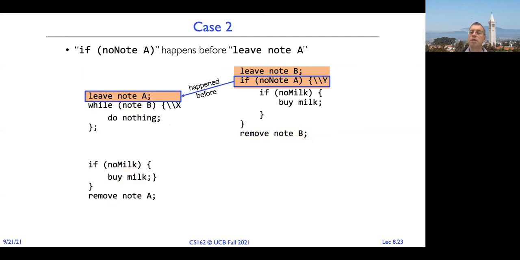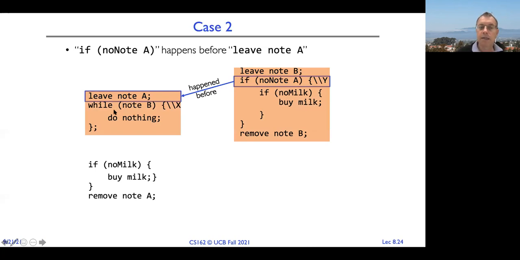Now let's assume that leave note A happens after thread B checks whether there is no note A. What happens in this case? So thread B found no note A. There is no milk, so it's going to buy the milk. And then it's removing the note B.